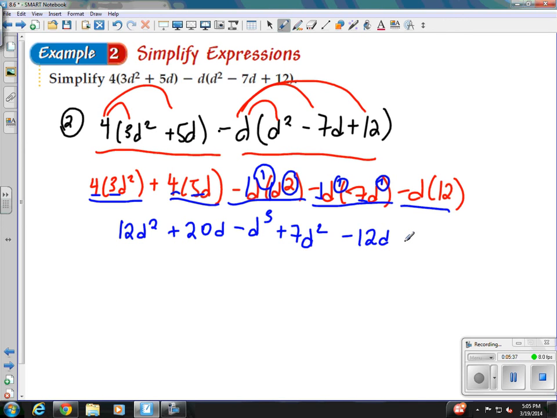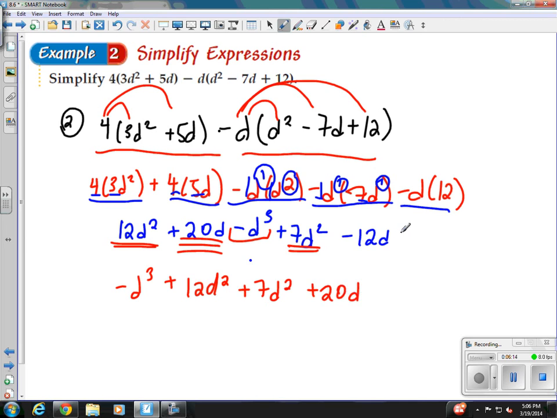Now we want to check for like terms, and we also want to arrange it in descending order. So what I like to do first is try to find my highest exponent. Who should be first here? So I have a negative d to the third. And then we check, do I have any other d to the thirds? Nope. So then I have a 12d squared, so plus 12d squared. Then I check for any other d squareds, and I have one here, 7d squared, so plus 7d squared. And then I have a 20d, so plus 20d. And then my last one is a minus 12d.